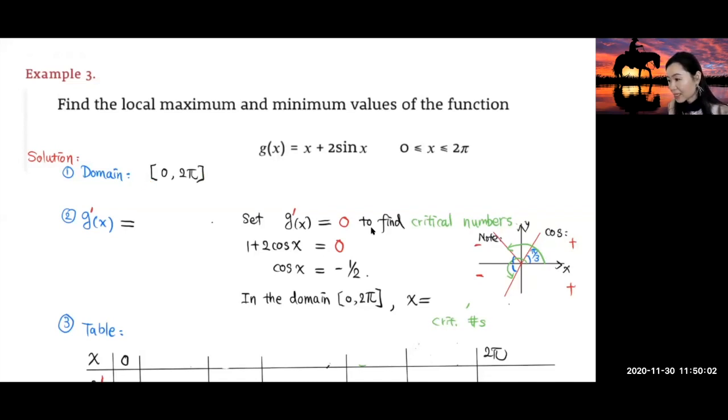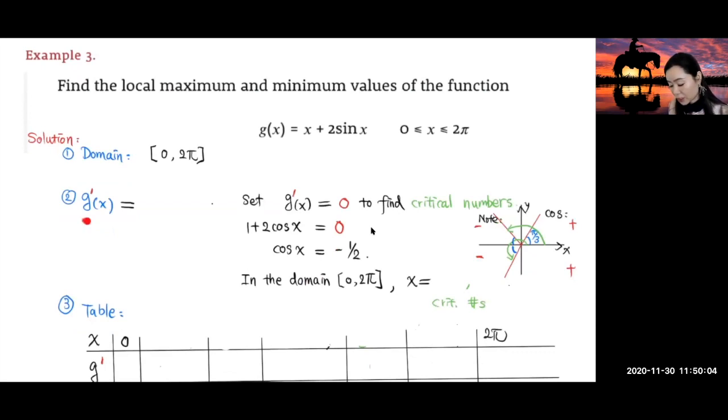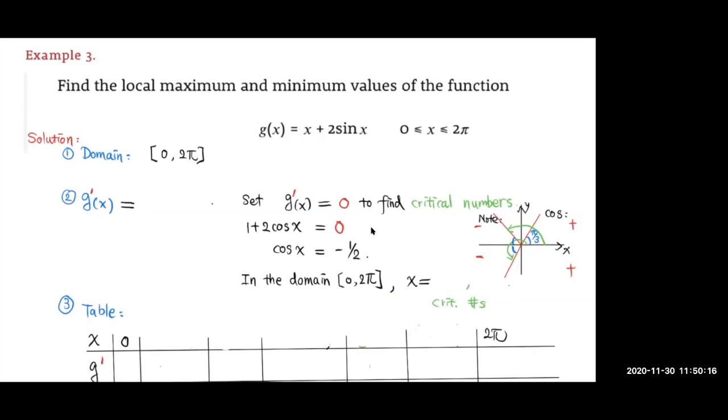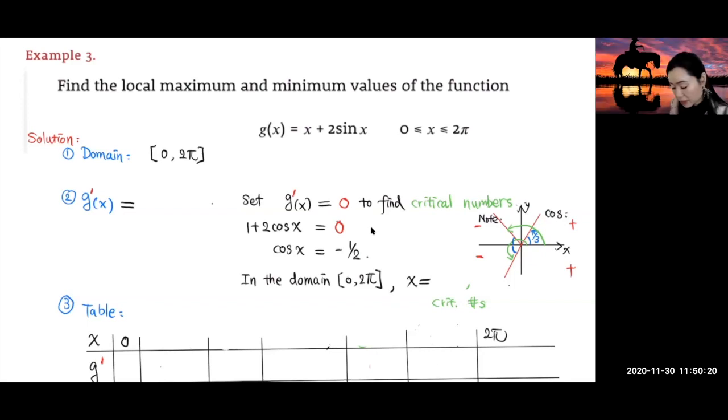And then the second step is to differentiate the function. So let's differentiate this. What's the derivative of this function? Everyone? 1 plus 2 cosine x. Yes, 1 plus 2 cosine x.